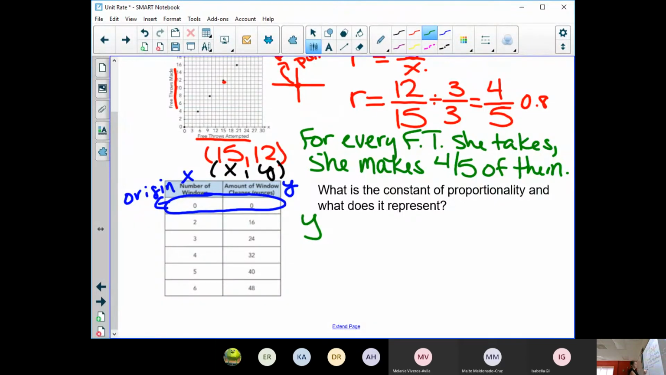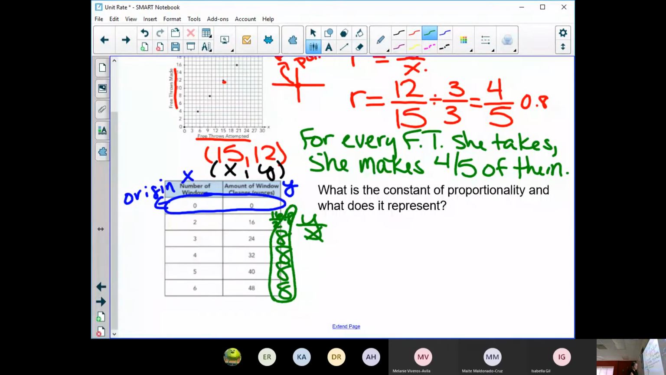So we're going to do y divided by x for each line. So we're going to do 16 divided by 2, and 16 divided by 2 equals 8. I'm going to do this all the way down my table. So 24 divided by 3 is 8. 32 divided by 4 is 8. 40 divided by 5 is 8. And 48 divided by 6 is 8.